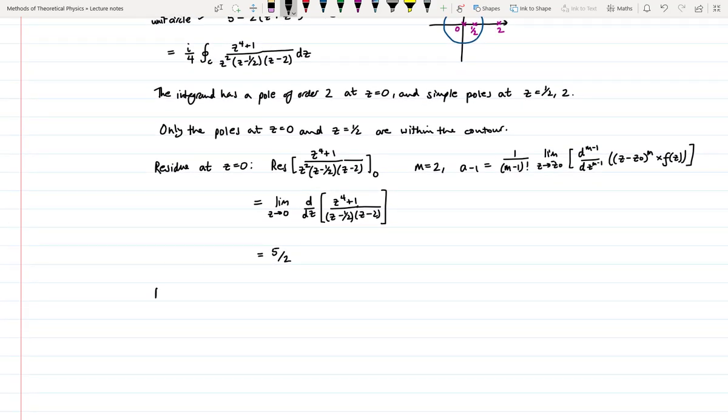Next, let's get the residue at the simple pole at z equals a half. Again, using this expression, you can check for yourselves that this is the limit as z tends to a half of z to the 4 plus 1 over z squared times z minus 2, where the factors of z minus a half have cancelled on the top and the bottom, and this gives us minus 17 divided by 6.